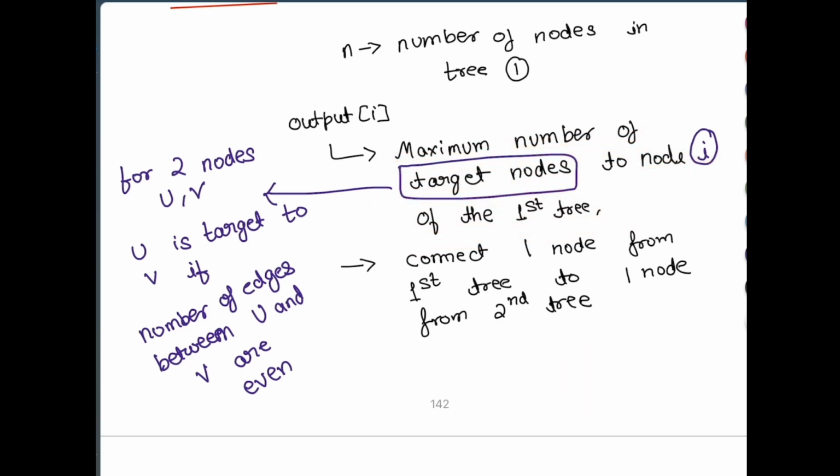And now let us understand what is this target node. Now let us say that we have two nodes, u and v. Now u is a target to v if the number of edges between u and v is even. The thing is, if there are two nodes in a tree, then you will say that this node is a target to this node if the number of edges between these two nodes is an even number. Okay, if the number of edges between them is 0, 2, 4, 6, an even number, then this is going to be a target node to the node I.